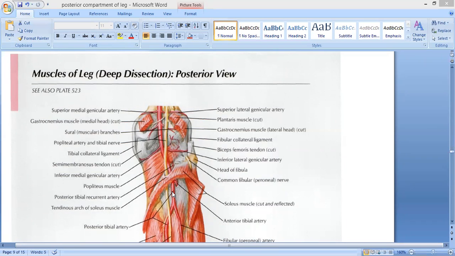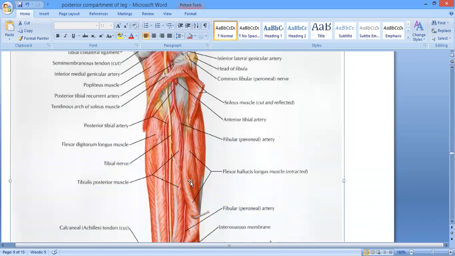So posterior tibial artery, it is one of the terminal branches of the popliteal artery. Number one. Number two, it is going to supply the posterior compartment of the leg. Okay. As you see, that is going to run in the posterior compartment of the leg. So it is going to supply the muscles and the structures of the posterior compartment of the leg, and also it is going to supply the sole of the foot, the plantar surface of the foot.